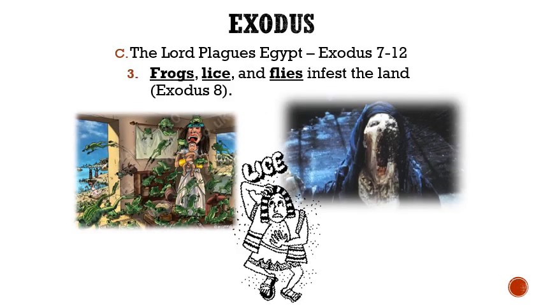Thirdly, frogs, lice, and flies infest the land. After another unsuccessful attempt to free the Hebrews, Aaron stretched out his hand over the waters, and frogs came out of them. The magicians were able to counterfeit this plague as well. Pharaoh eventually asked Moses to ask the Lord to remove the frogs, and after they were all gathered up dead, his heart was hardened again.